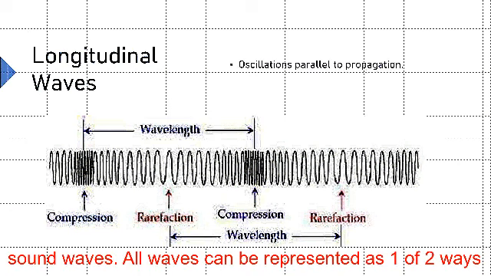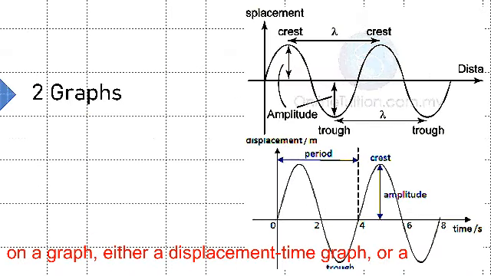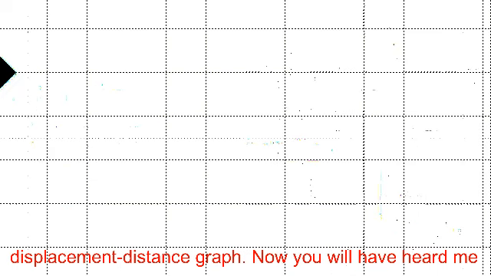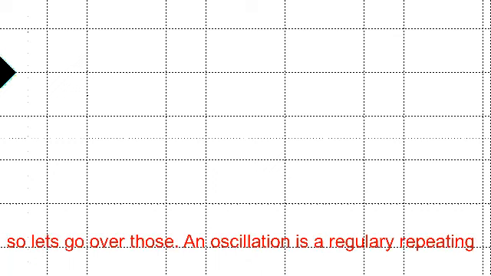All waves can be represented in one of two ways on a graph: either a displacement time graph or a displacement distance graph. You will hear me say a couple of words that you might not have understood. So let's go over those, shall we? Here are some definitions.